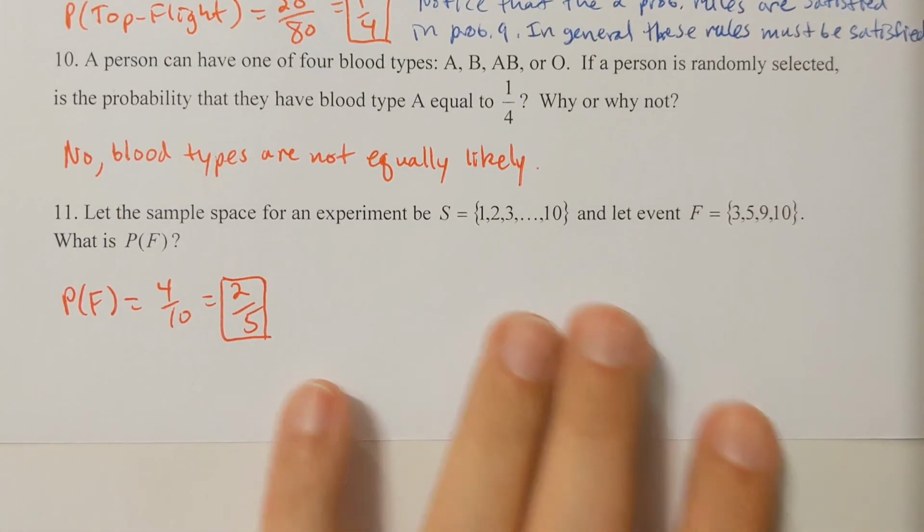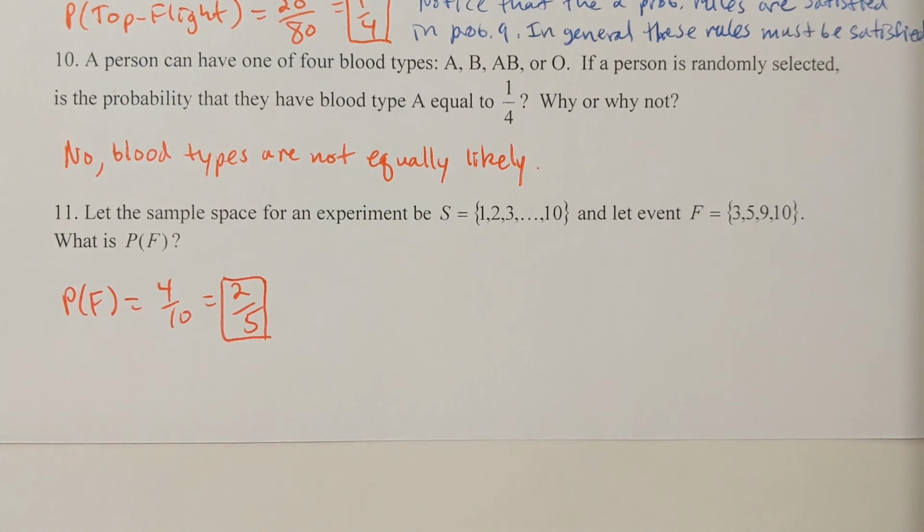Problem 11. Let the sample space for an experiment be the set of counting numbers 1 through 10, and event F be the event that we have a 3, 5, 9, or 10. What is the probability of F? Okay, so event F is a subset of the sample space. That always needs to happen.